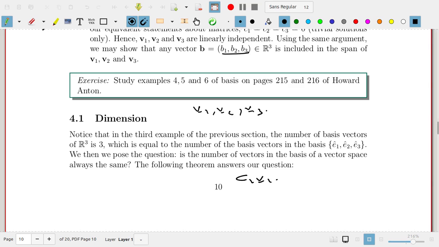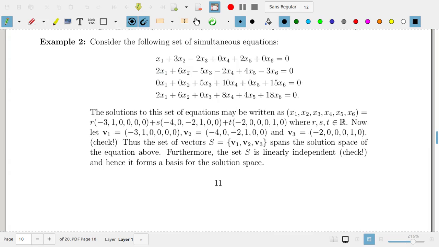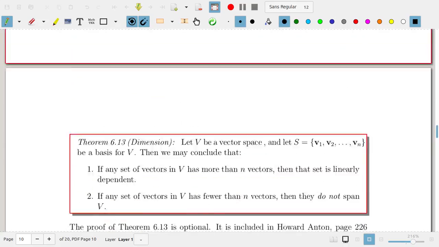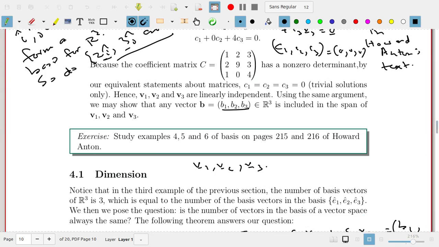There is c1 v1 plus c2 v2 plus c3 v3 equals v. That is indeed the case, because the coefficient matrix is invertible, and we have three equations and three variables. This set of equations will indeed have a unique solution. So we know that S spans V.